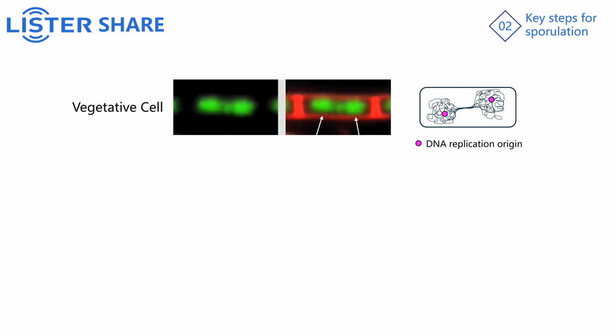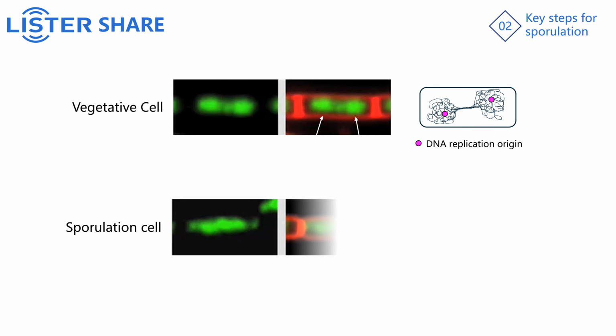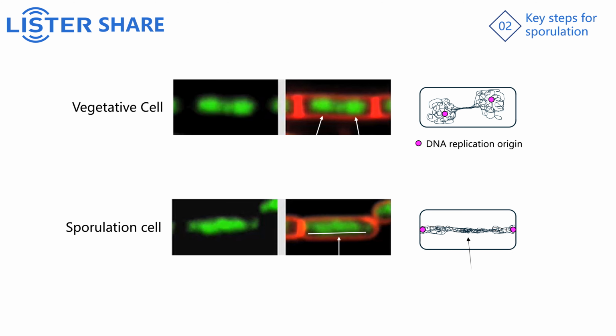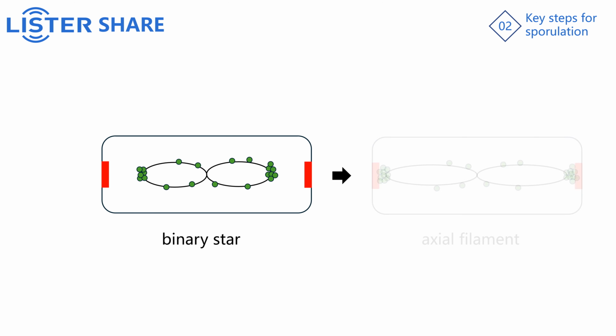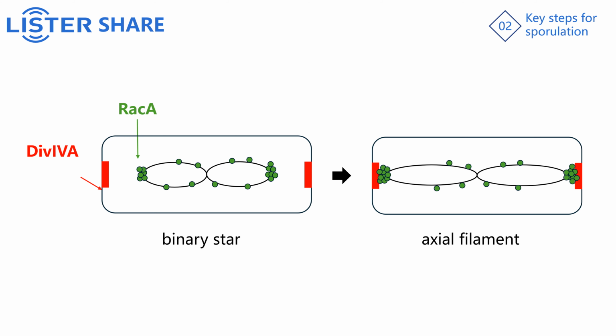wrapped in the middle. In order to ensure that the forespore and mother cell each inherit a complete chromosome, when the cells start the sporulation process, the two chromosomes are rearranged into an elongated structure termed the axial filament, with the two origins of replication anchored at opposite poles. The proteins DivIVA and RacA are important for positioning of the origins at the cell poles.